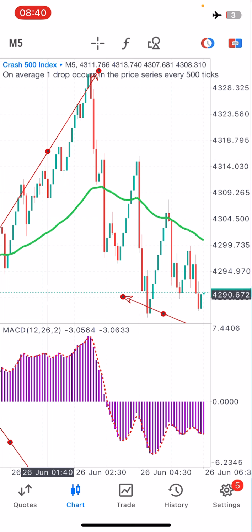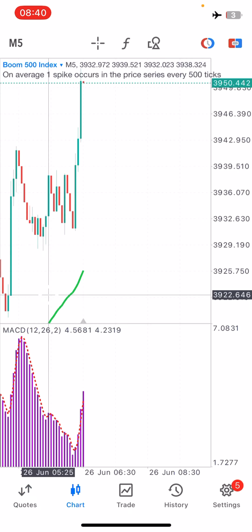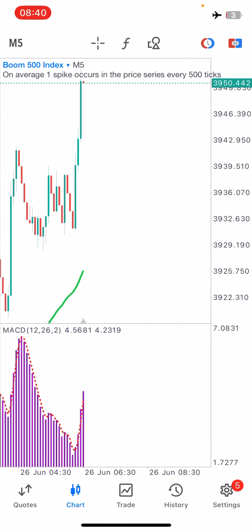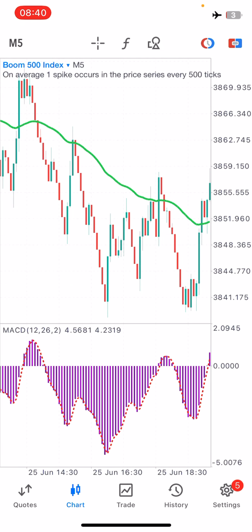And if you actually draw trend lines, you see that your price was following those trend lines. Okay, let's take a look at something else, maybe that Boom 500, and see how you can sell with this strategy. Like I said, you can do both spike catching and scalping.